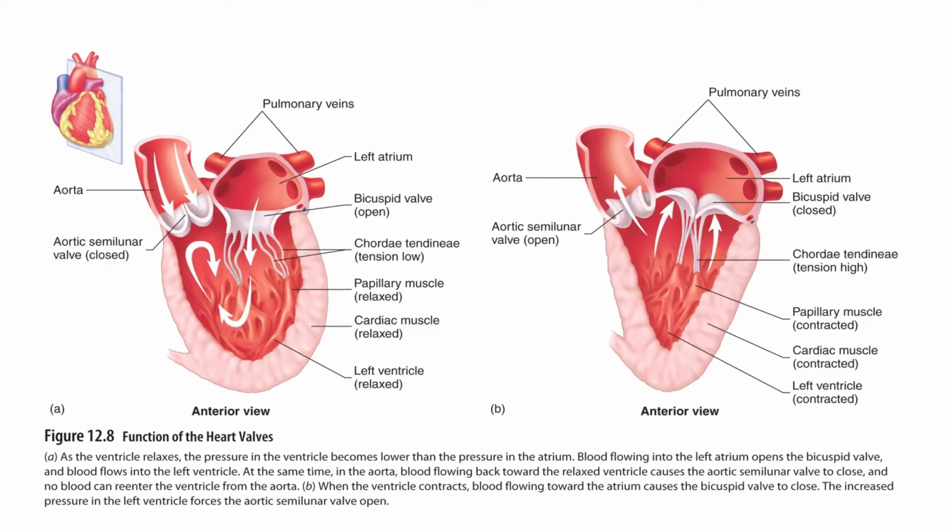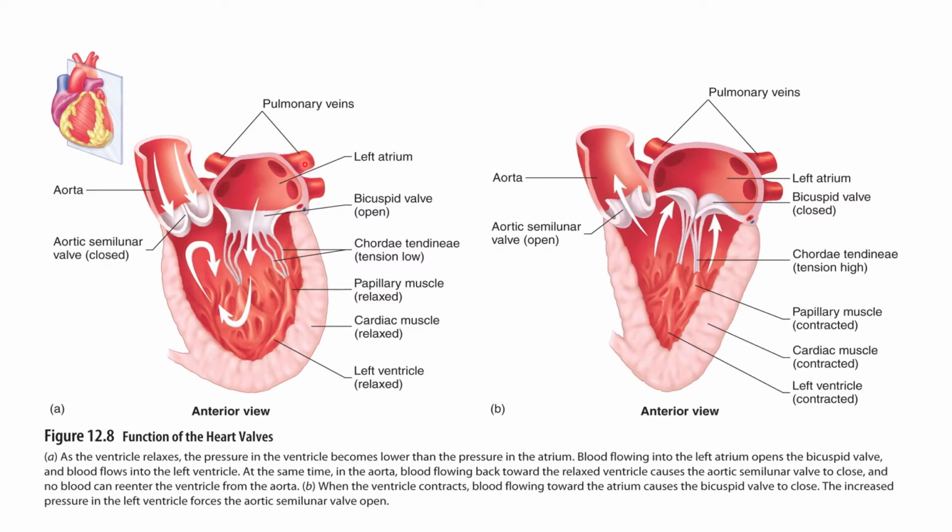So here it shows you the functions of the heart valves. Okay, so here, once the blood goes in from the aorta, the aortic semilunar valves are closed. And then here you see that you also have blood coming from your left atrium, opening the bicuspid valve. So the tension in the chordae tendineae is low. And then your papillary muscles are relaxed. Of course, your cardiac muscles are relaxed as well, and the left ventricle is also relaxed. Okay? So the blood flow is like that.